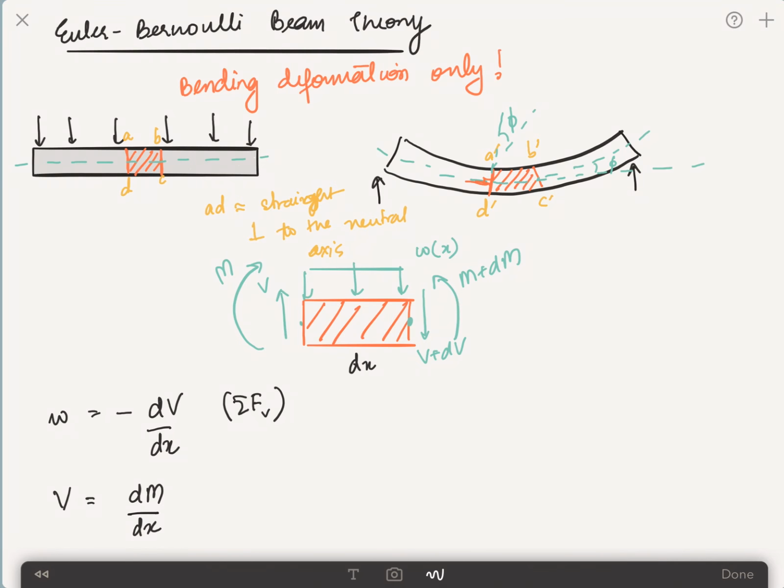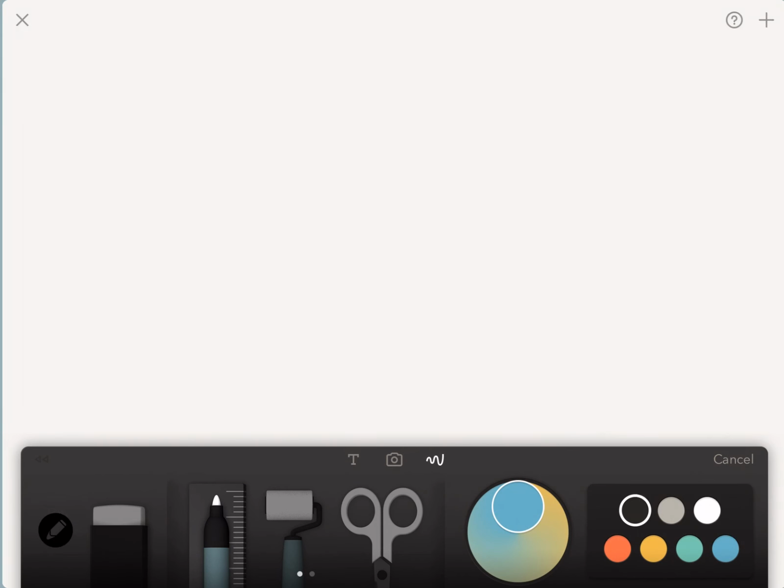So if you want to set up the final relation between the shear force and the moment and the distributed load, as well as the displacements of the element, you have to do a few more steps, and I'll show you those as well in the next page. Let's start by drawing how the beam would actually deform.